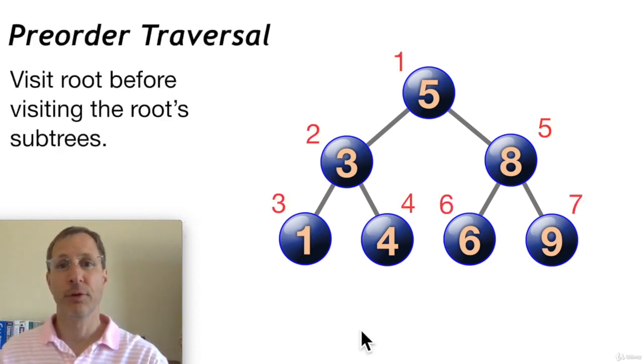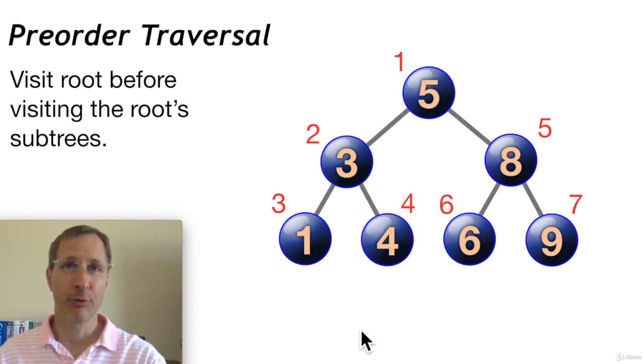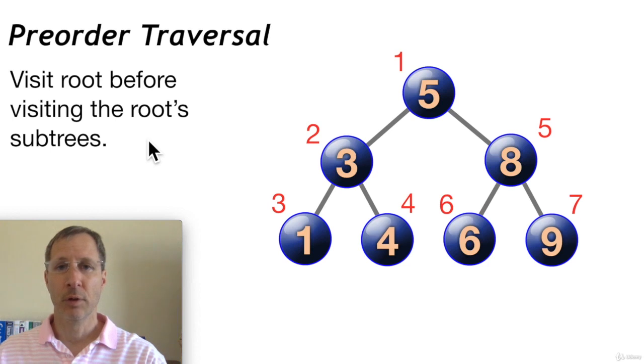Sometimes we need to traverse the data in a tree, and there are multiple ways of doing that. A few different traversal algorithms are called pre-order traversal, level traversal, in-order traversal, and post-order traversal. So in this video, we're going to cover pre-order and in-order traversal. In pre-order traversal, we visit the root before we visit the root's subtrees.